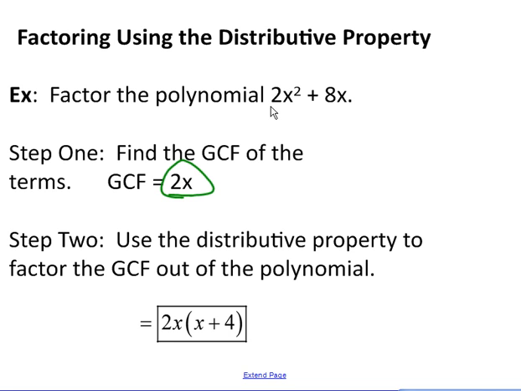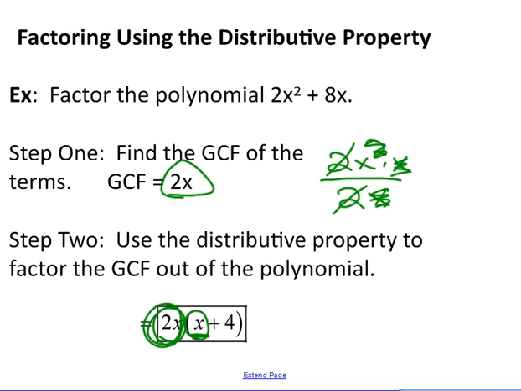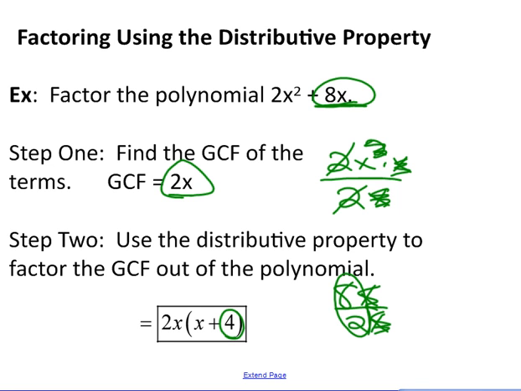So if I have 2x squared and I divide out 2x, the 2 will cancel with the 2, and x squared is x times x, so one of these x's will cancel with this x in the bottom. I'm left with x. As far as the second term goes, I have 8x, and I'm dividing out 2x. 2 goes into 8 4 times, and the x will cancel with the x. So if I want to factor out the GCF, my answer is going to be 2x times the quantity x plus 4.